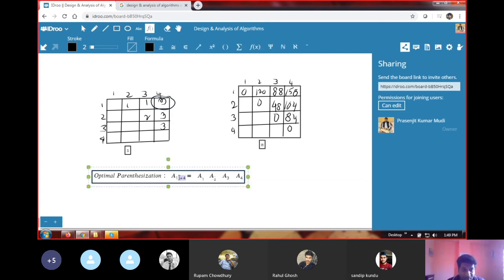What will be the value of k? Where should I split? Ultimately the bracket is there, right? This is the overall bracket, but I want to split this sequence into two subsequences. Where should I split? What should be that value of k? There I want to split. So that k value is given by S. So this is the S1 4, which is 3. That means at 3 position I have to do a splitting.